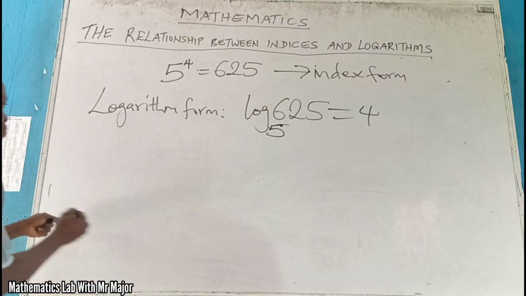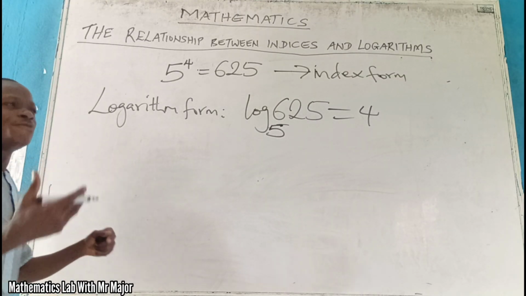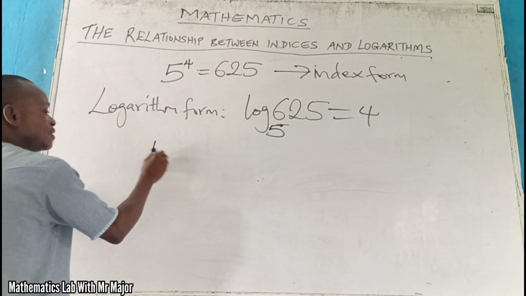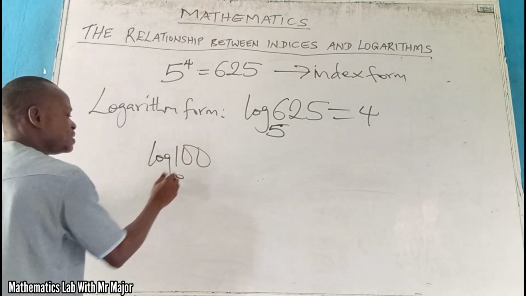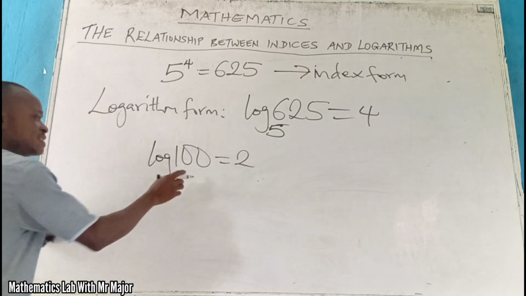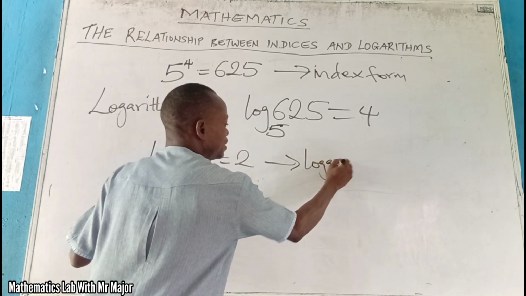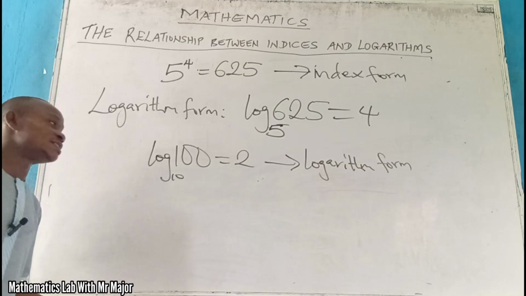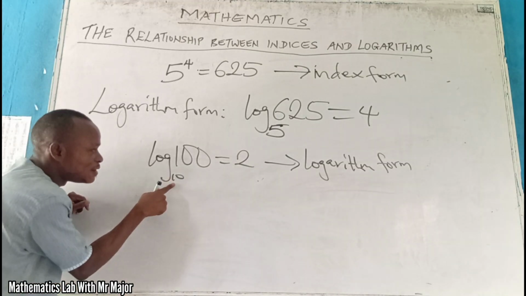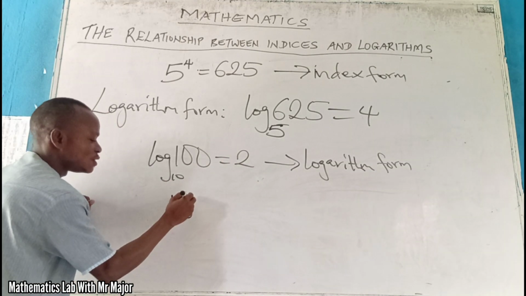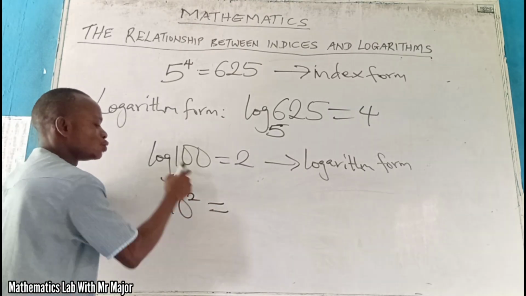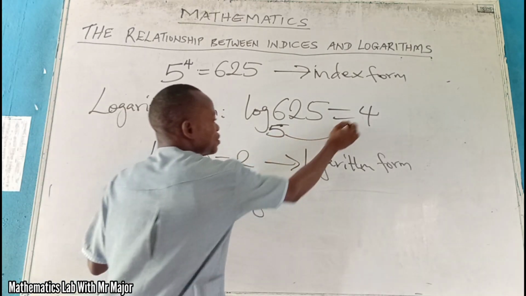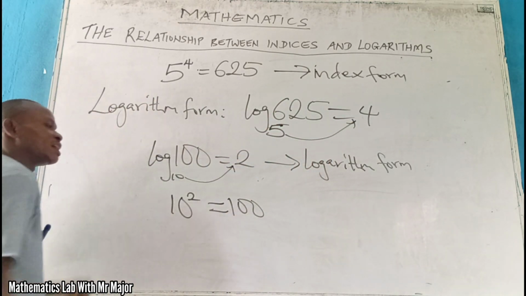Let me give one in logarithm form, then we change it to index form. Supposing we have something like log 100 to base 10 equal to 2. This is the logarithm form. Now, if we are asked to write it in index form, it becomes 10 raised to power 2, equal to 100. So we always raise this base to this power, and this becomes your answer.